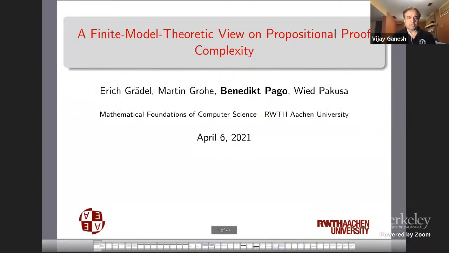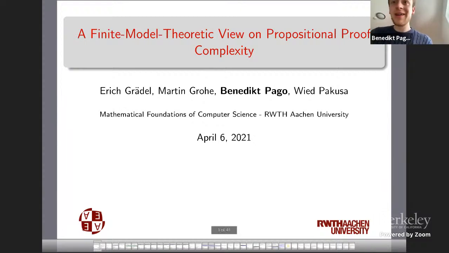Benedikt is going to talk about a finite model theoretic view of propositional complexity. Allow me to just give a little bit of a bio of Benedikt. He's a PhD student in Erich Grädel's group at Aachen University, and he's going to present this work that he actually did as part of his bachelor's thesis. And he broadly works in the space of descriptive complexity and finite model theory. So without further delay, Benedikt, please go ahead.